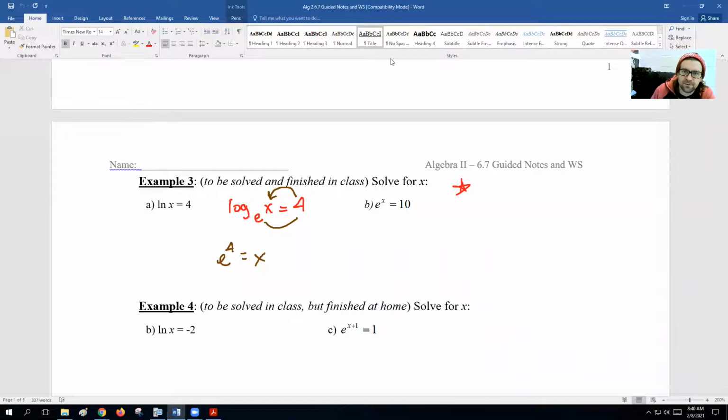Now here's the other note that I want you guys to take away from this, is that the ln and e cancel out. So to get rid of e, or get rid of ln, what you got to do is e both sides.